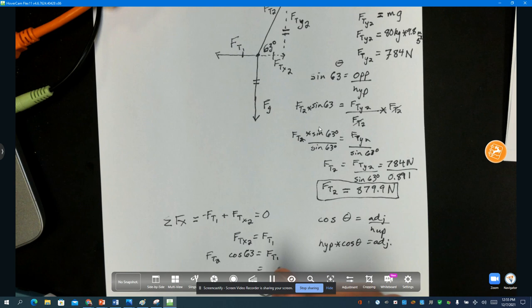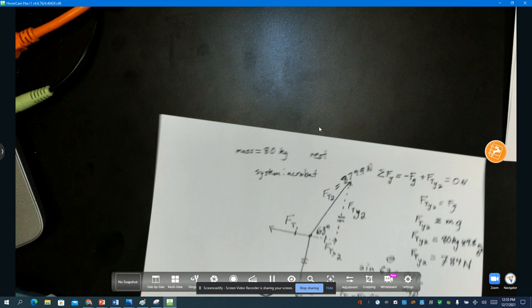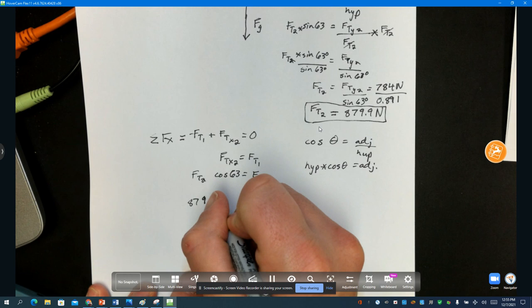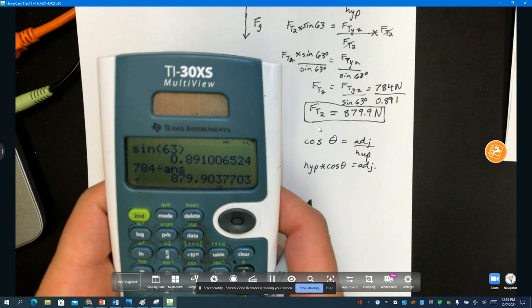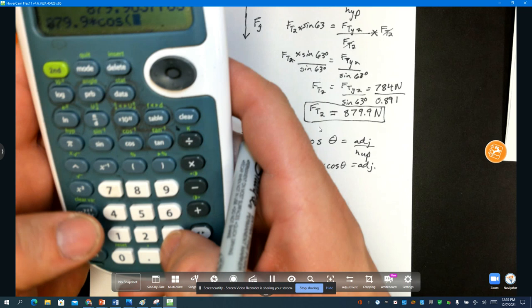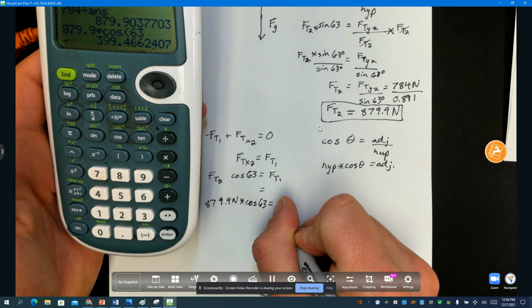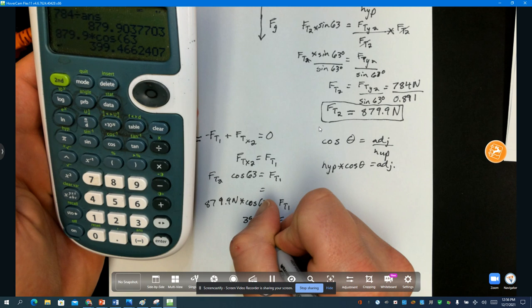So I have FT2, which is 879.9 newtons times cosine of 63 degrees. It's FT1. Put that in a calculator. 879.9 times cosine of 63 is FT1, which equals 399.4 newtons. And that's that force.